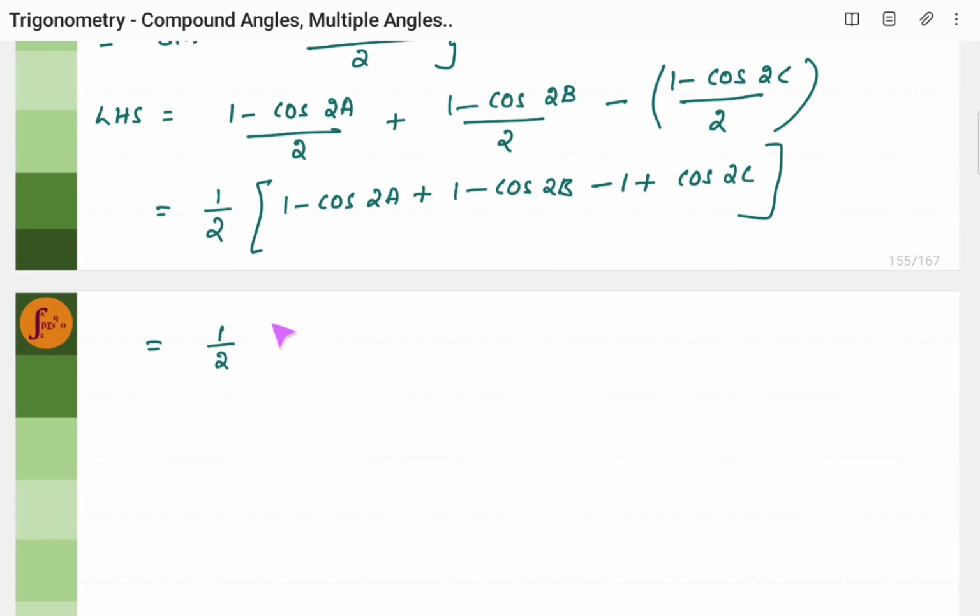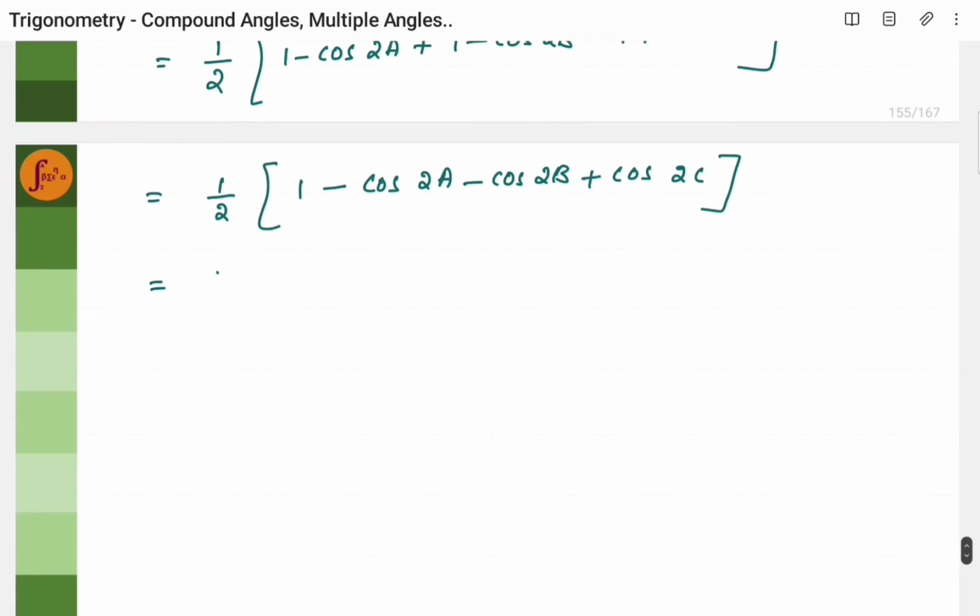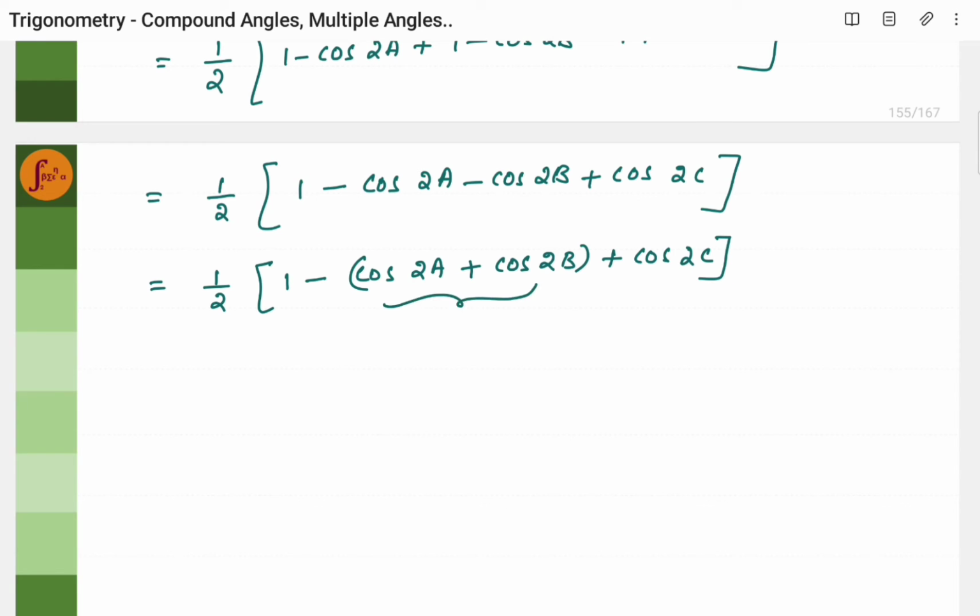So this is nothing but half into 1 + 1 = 2, 2 − 1 is 1, minus cos 2A minus cos 2B plus cos 2C. So let me write this as half into 1 minus, taking minus as common, cos 2A + cos 2B. I'm writing it like this so that I can apply the transformation formula, right? This is of the form cos C + cos D. What is cos C + cos D? Cos C + cos D is the third formula. It is 2 cos (C + D)/2 into cos (C − D)/2.